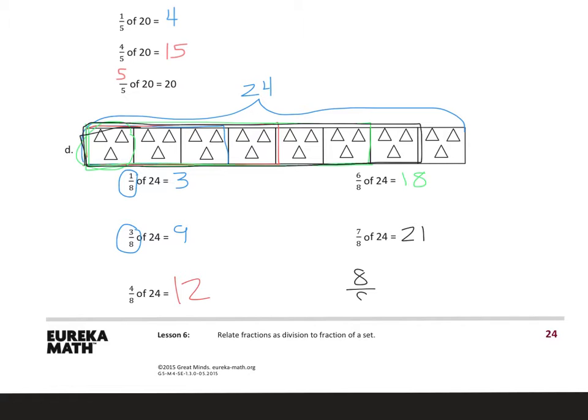Let's add one more. What if we had 8/8 of 24? If we had the whole set of 24, how many triangles would we have? We would have 24, because remember, 8/8 is considered one whole.